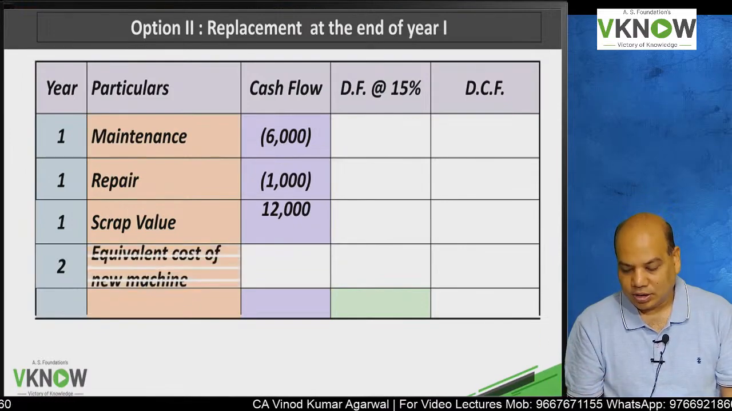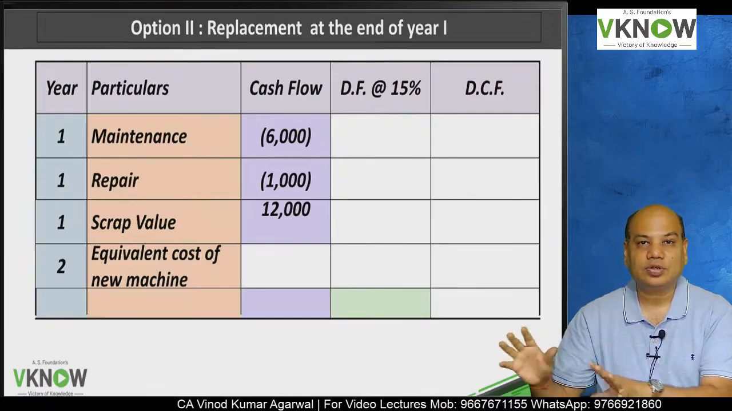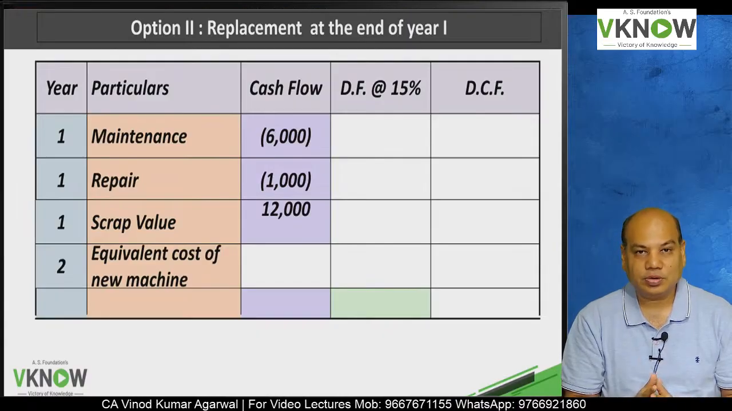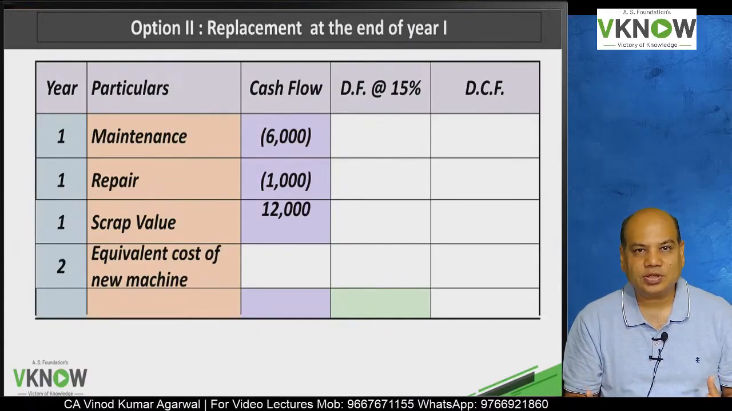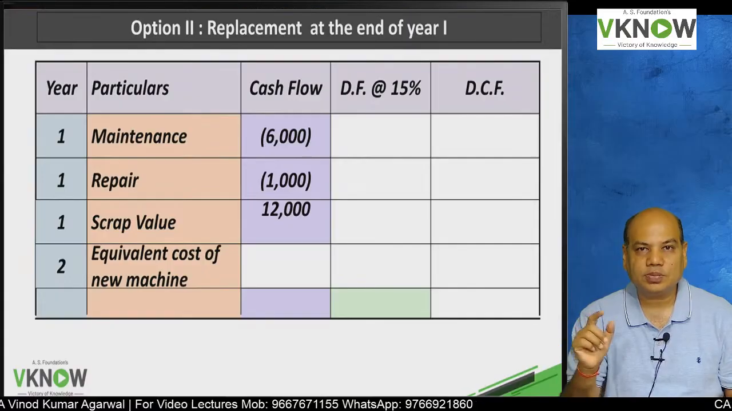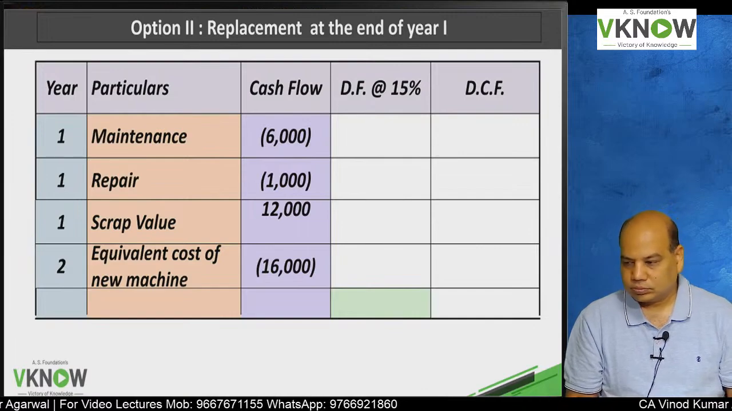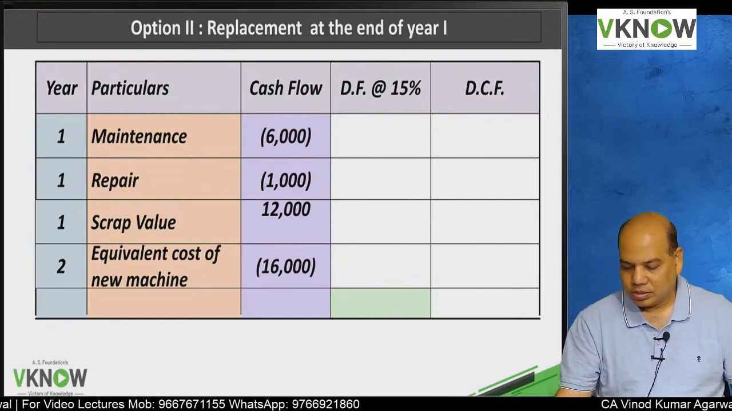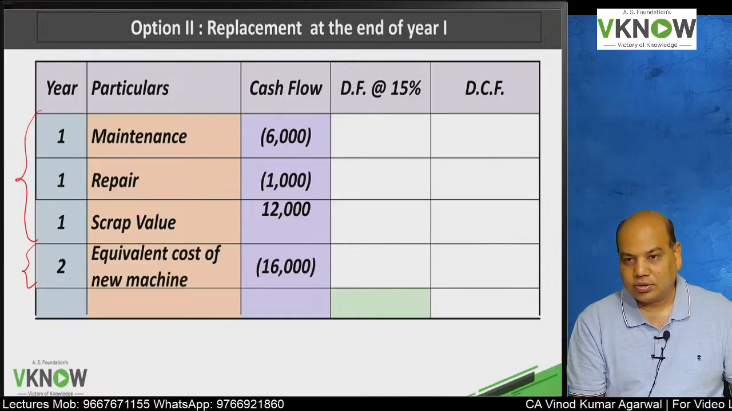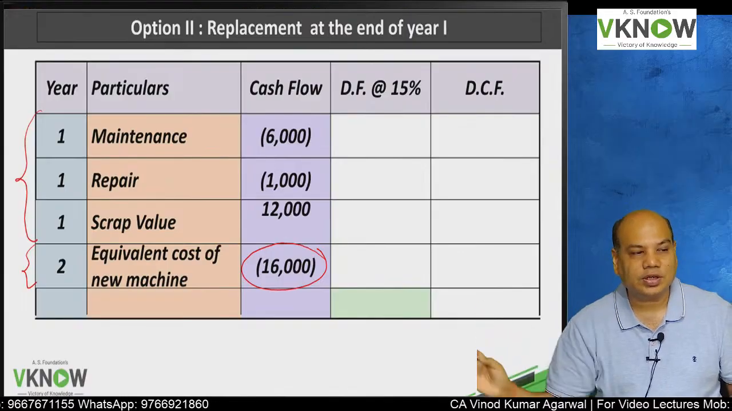So for the first year you are going to use the old asset, and these are the cash flows with respect to the old asset. Then in the second year I will incur the equivalent annualized cost of the new machine, because in the second year the new machine will be used, and in the first year the old machine. So up to year 1 old machine cash flow, from 2 onwards new machine cash flow. The cash flow of the new machine per annum is 16,000 rupees, already calculated, right? From third year onwards till infinity you are going to incur 16,000 every year.